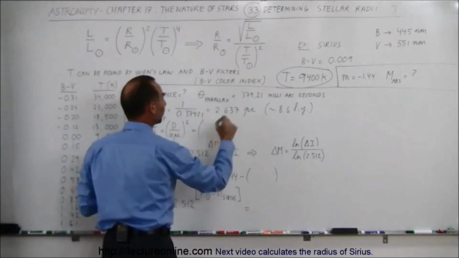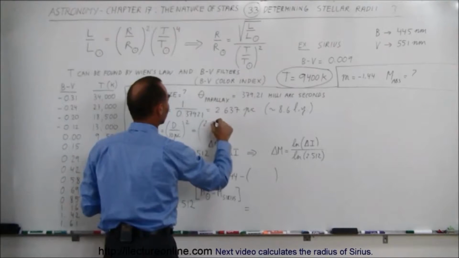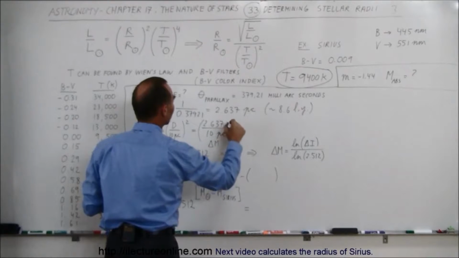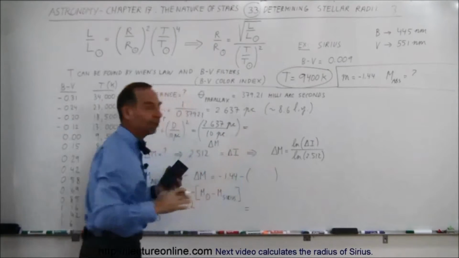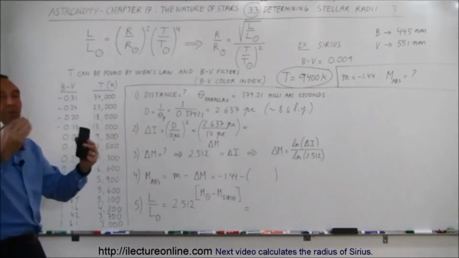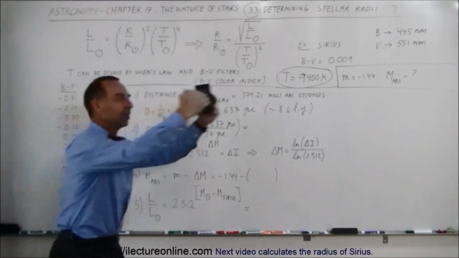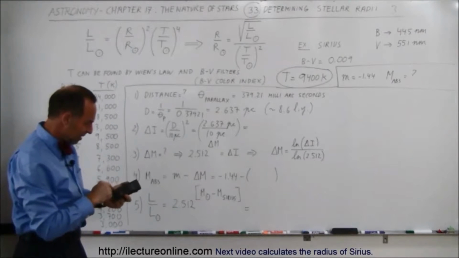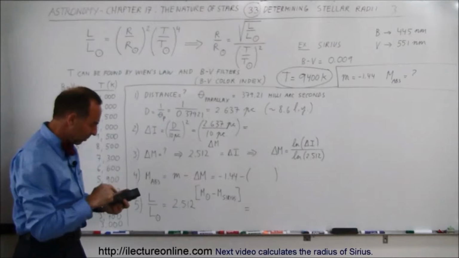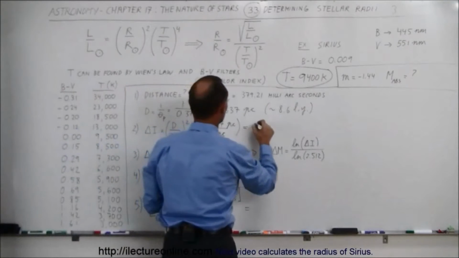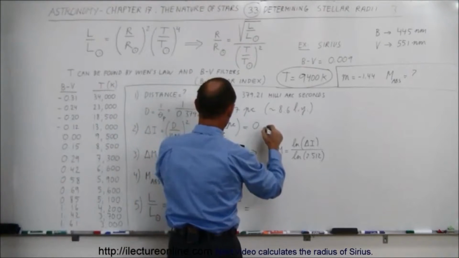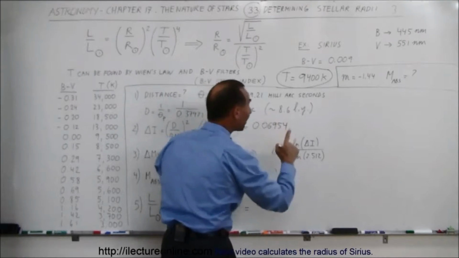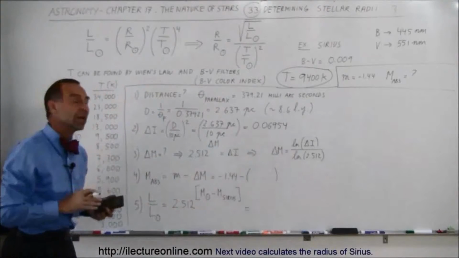So this would be equal to the distance that it actually is, which is 2.637 parsecs, divided by 10 parsecs, which is the distance we're going to in our imagination, squared. What would the luminosity be when we took Sirius and placed it at a distance of 10 parsecs away? Well, we can figure that out here. So we divide this by 10, and then we square that number, and we get the intensity would now be only 0.06954 times the intensity that it is at its current location.